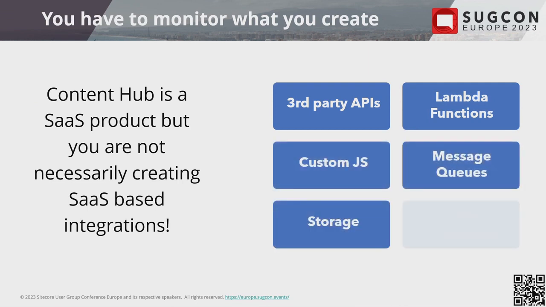As I've said, Content Hub is very versatile and it's built for extension, but chances are you've probably got one or more integrations. These could be APIs, functions, JavaScripts, or other mechanisms. And this is when monitoring comes in. It's the bits in between the applications.